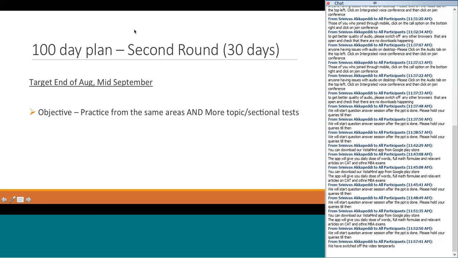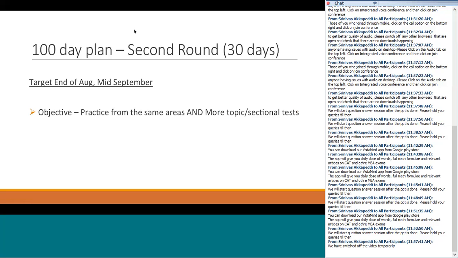So second round is very clear that you will do. Now today we are talking about June. End of July or mid-July, if we can finish one round of doing all areas, the second round will finish in August or at least mid-September.